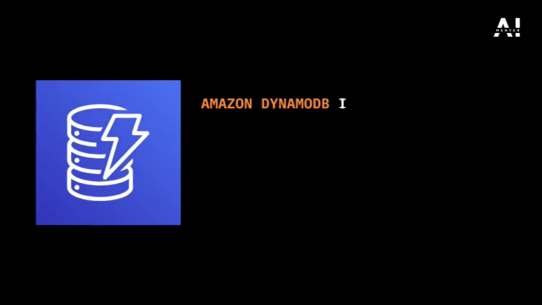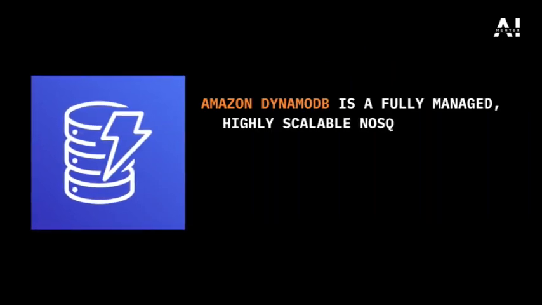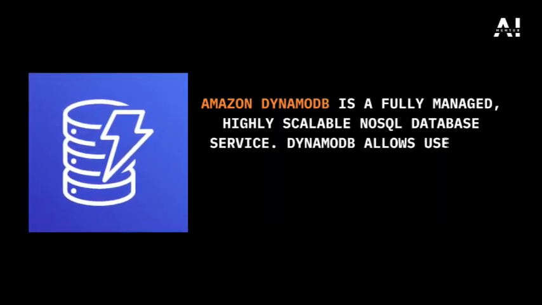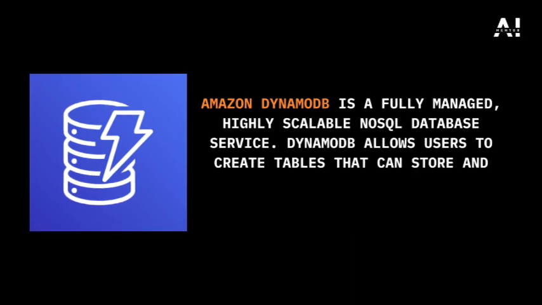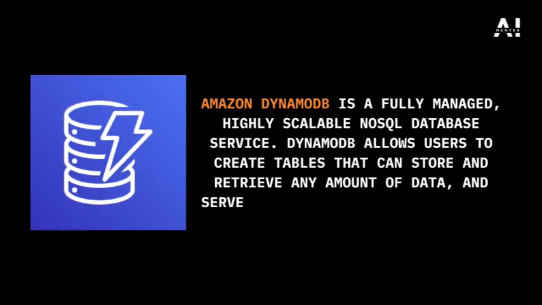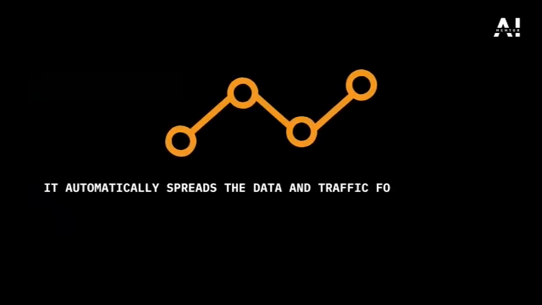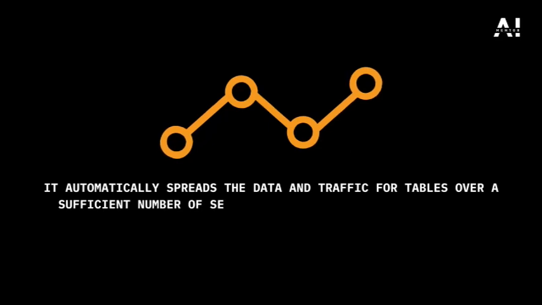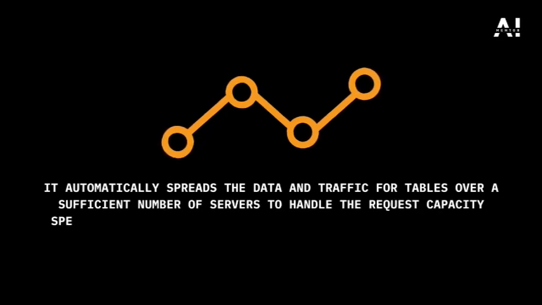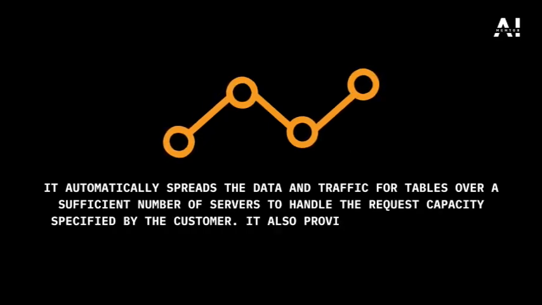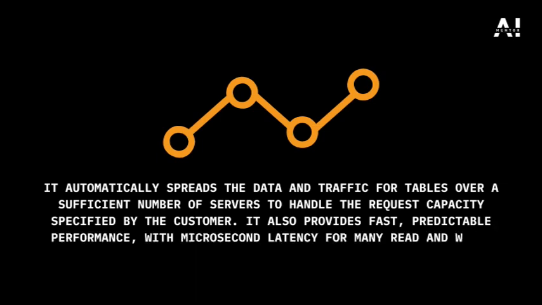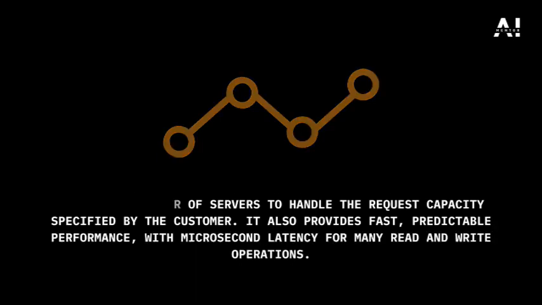Amazon DynamoDB is a fully managed, highly scalable NoSQL database service. DynamoDB allows users to create tables that can store and retrieve any amount of data, and serve any level of request traffic. It automatically spreads the data and traffic for tables over a sufficient number of servers to handle the request capacity specified by the customer. It also provides fast, predictable performance, with microsecond latency for many read and write operations.